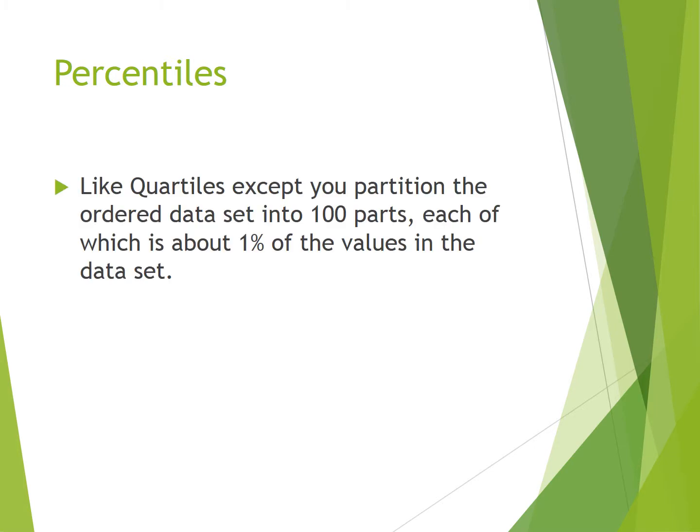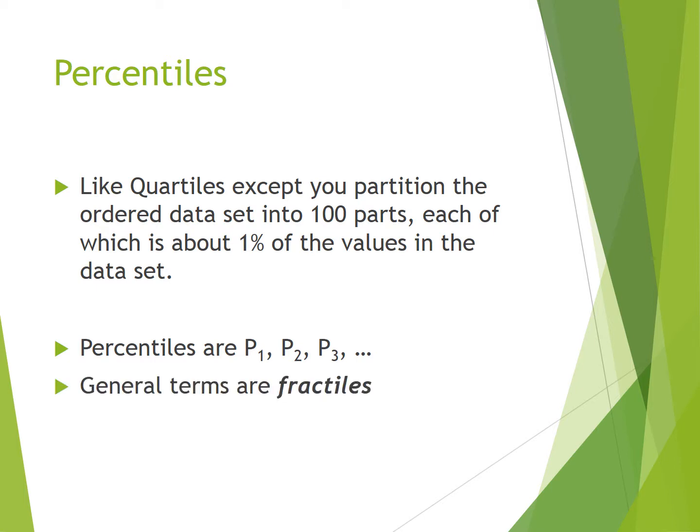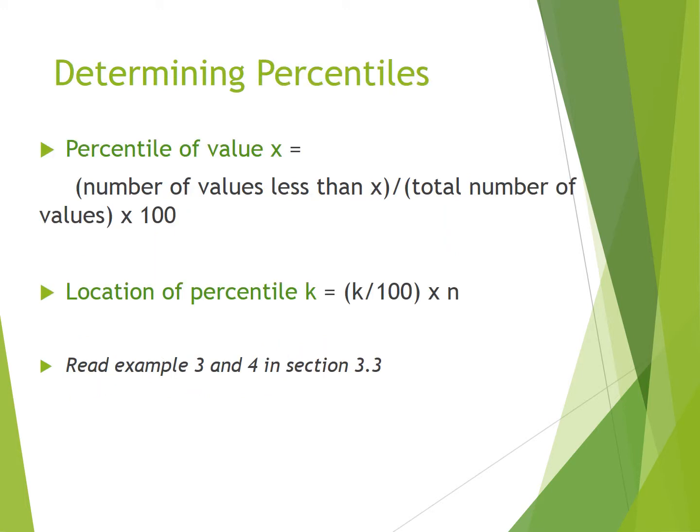Like the quartiles, it partitions the ordered data set into 100 different parts, with each being about 1% of the values in the data set. And we have percentile 1, percentile 2, percentile 3, all the way up to percentile 99. The general term I told you a minute ago was fractiles.